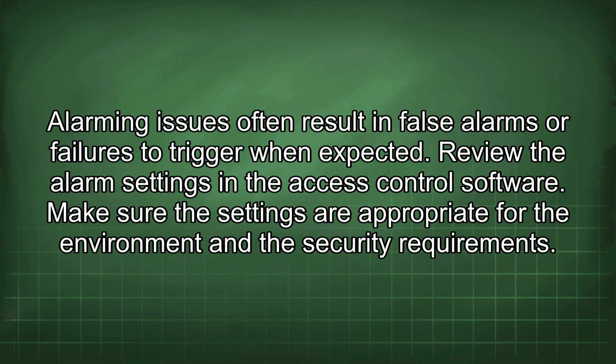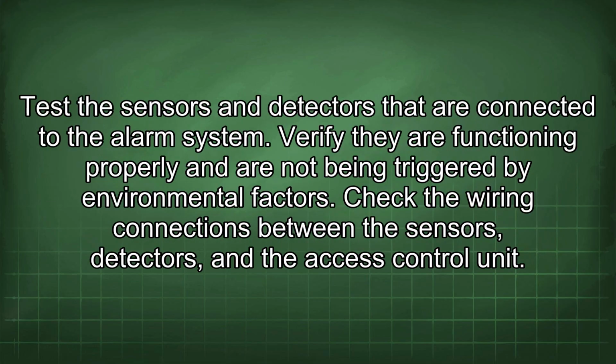Alarming issues often result in false alarms or failures to trigger when expected. Review the alarm settings in the access control software. Make sure the settings are appropriate for the environment and the security requirements. Test the sensors and detectors that are connected to the alarm system. Verify they are functioning properly and are not being triggered by environmental factors.